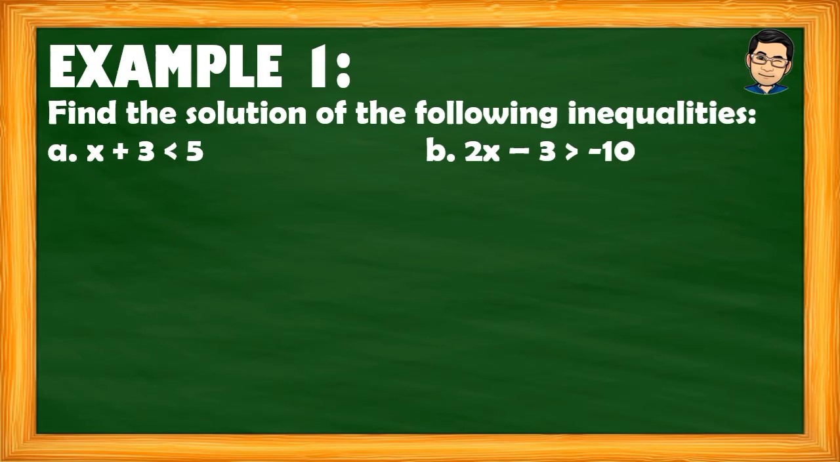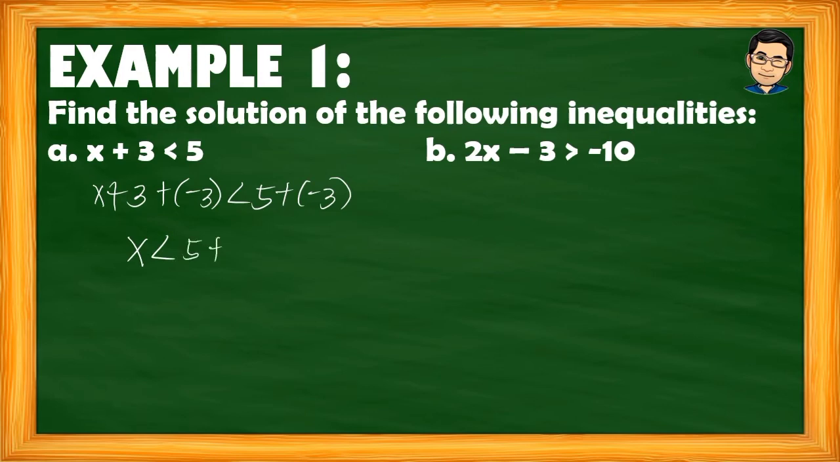So para matanggal yung 3 dito sa left side, so magiging x plus 3 plus negative 3. Pwede rin namang minus 3, pareho lang po yun. So it's less than 5 plus negative 3. So that is x is less than 5 plus negative 3. The sum of 5 and negative 3 is 2. So our answer will be x is less than 2.